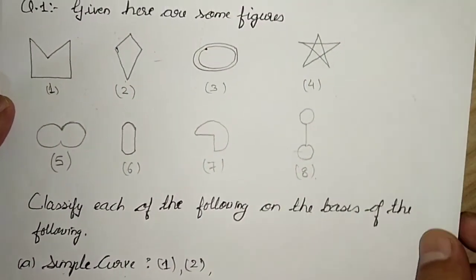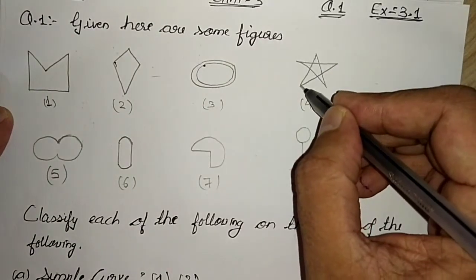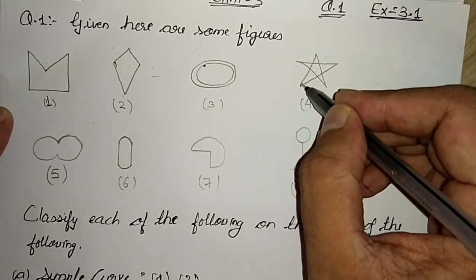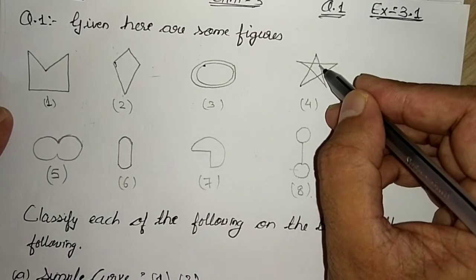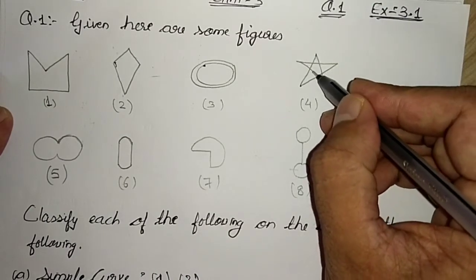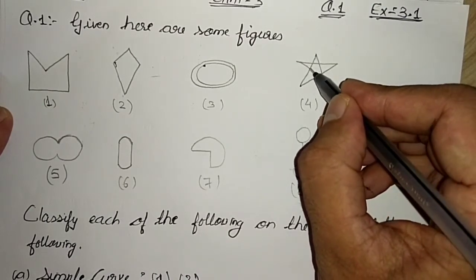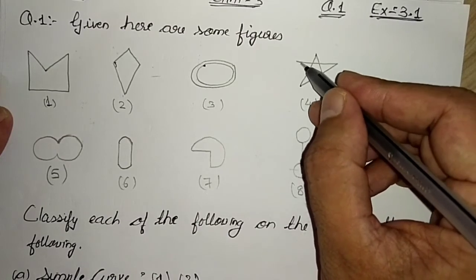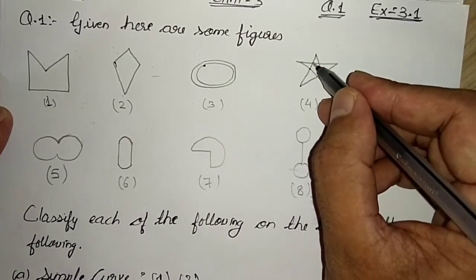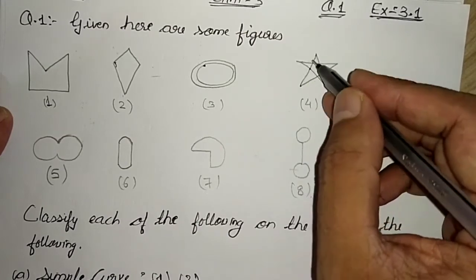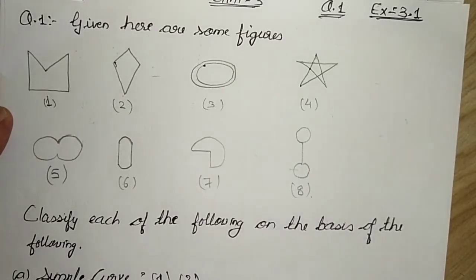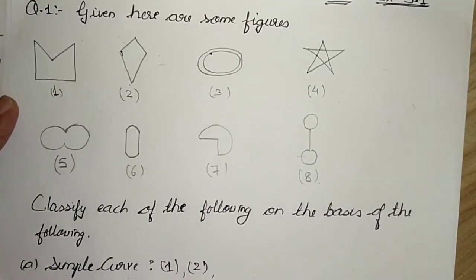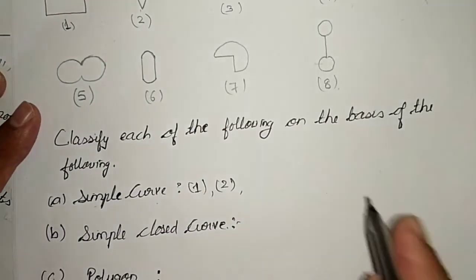For this figure, suppose I am starting from here. I am going here. Now when I come here, I am passing through this point 2 times and then 3 times. So I am crossing over. I am cutting this figure. So this is not a simple curve. Let us move to the fifth figure.